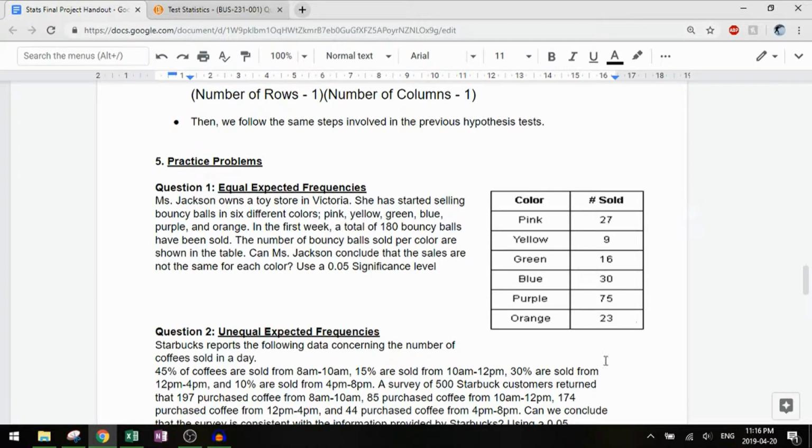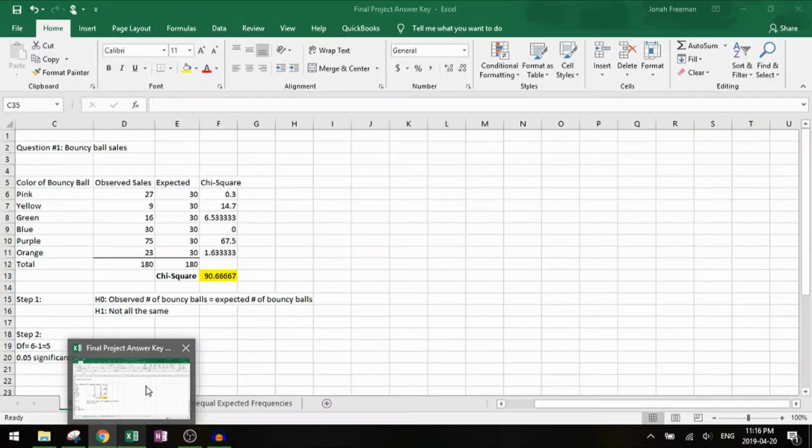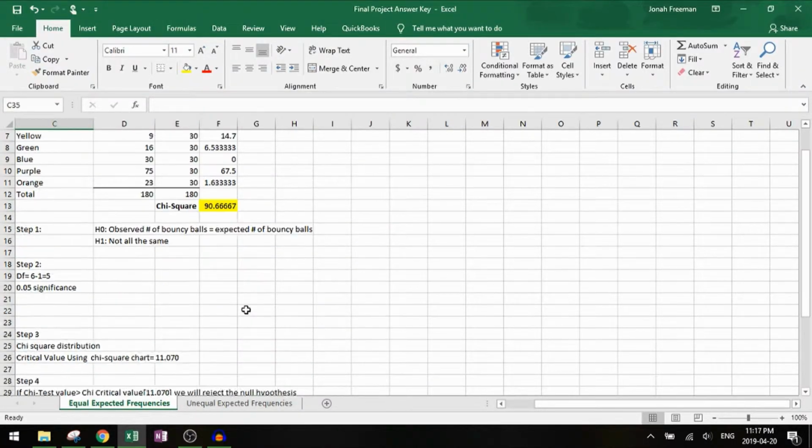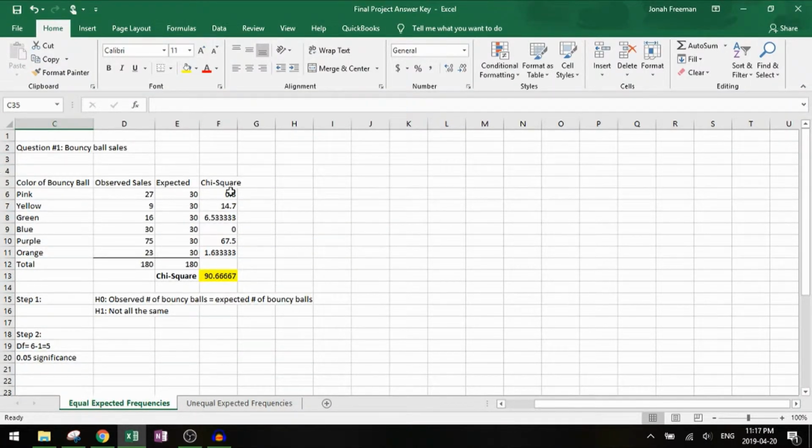Miss Jackson wants to know if she can conclude that the bouncy ball sales are the same in every color. We're going to use a 0.05 significance level, and we're going to be using the equal expected frequencies. I'm just going to hop over. I already finished the example, but I'm just going to show you what I did. Right here, we have the observed sales and the expected, so it's equal expected frequencies. We did our chi-squared analysis, as you can see here.